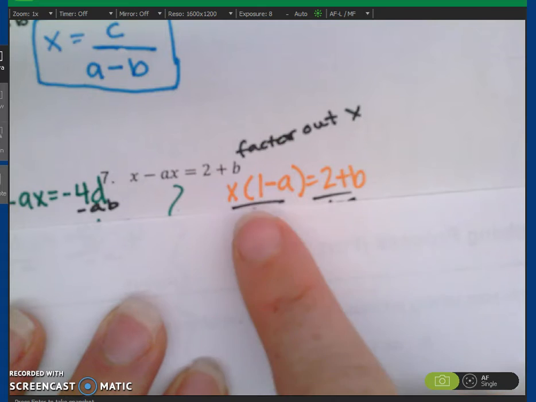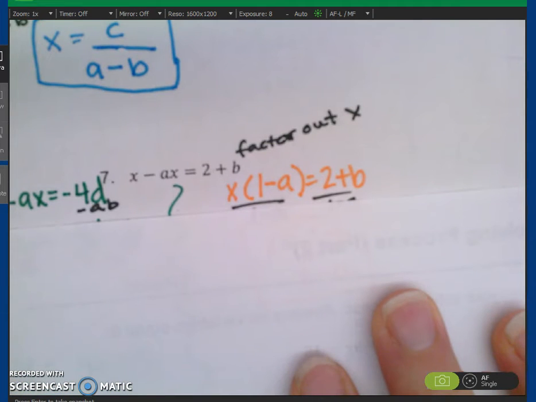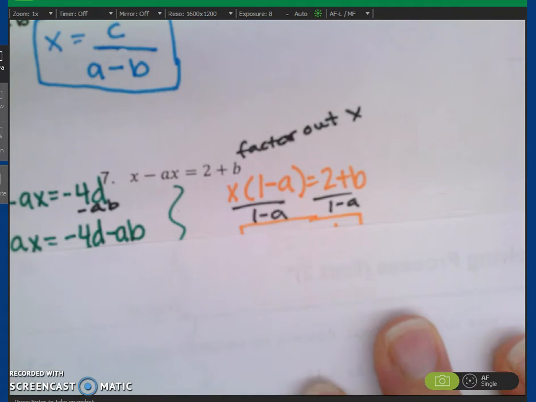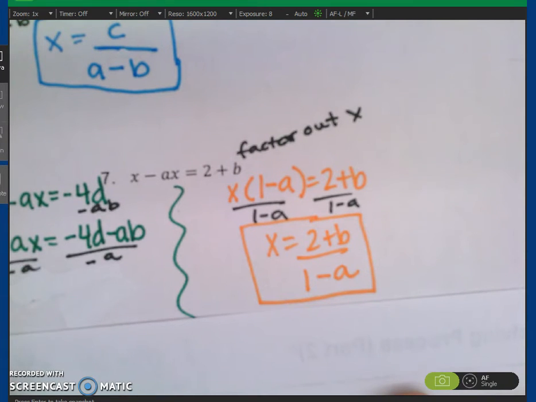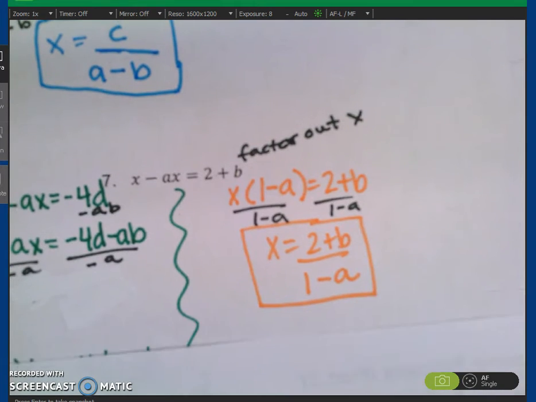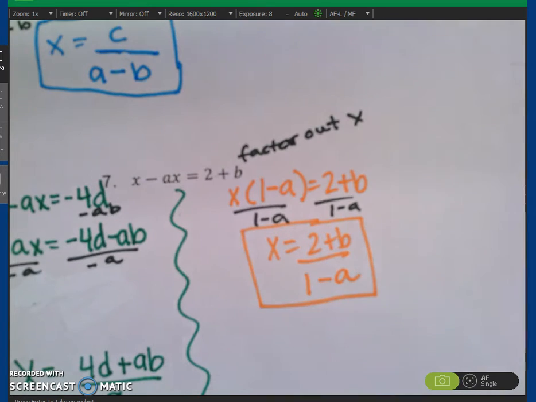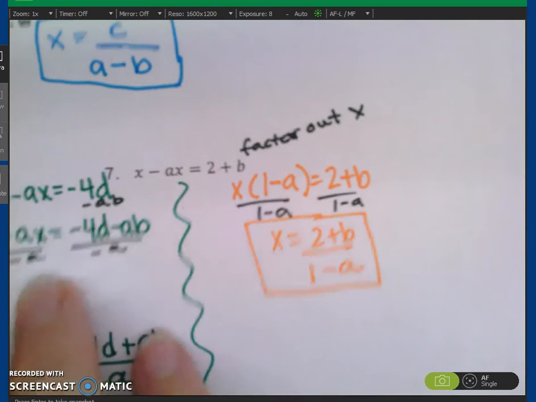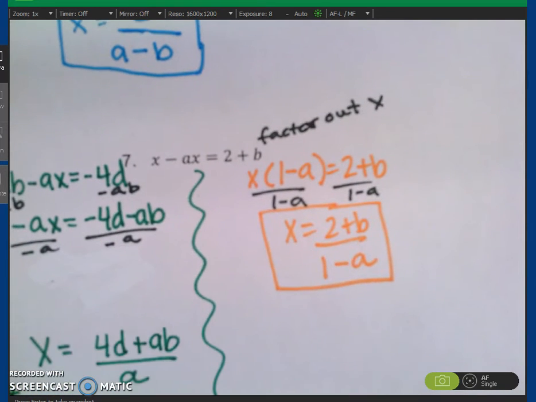Undo multiplying by the quantity of 1 minus a by dividing both sides by 1 minus a to get my final answer of x equals 2 plus b all over 1 minus a, which cannot be simplified any further. Awesome. Great job. Let's take a look at number 8 and number 9.